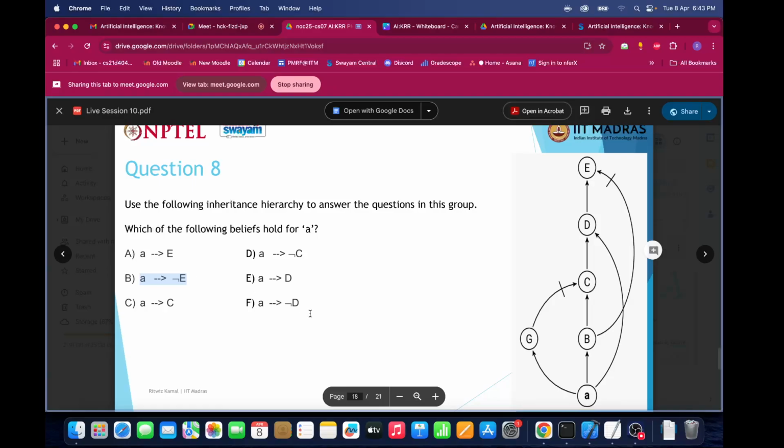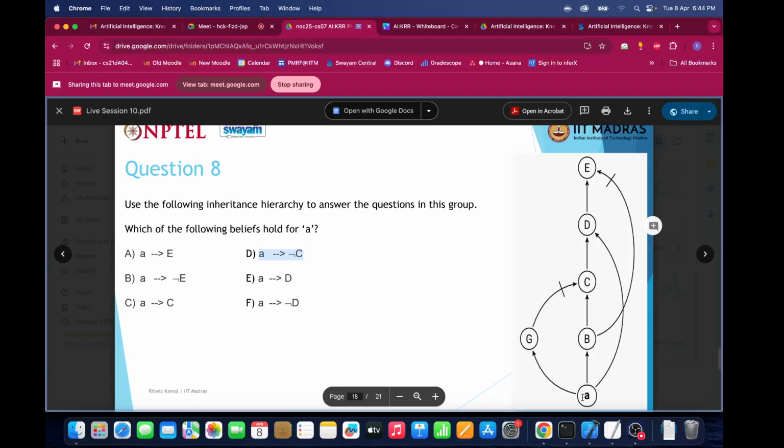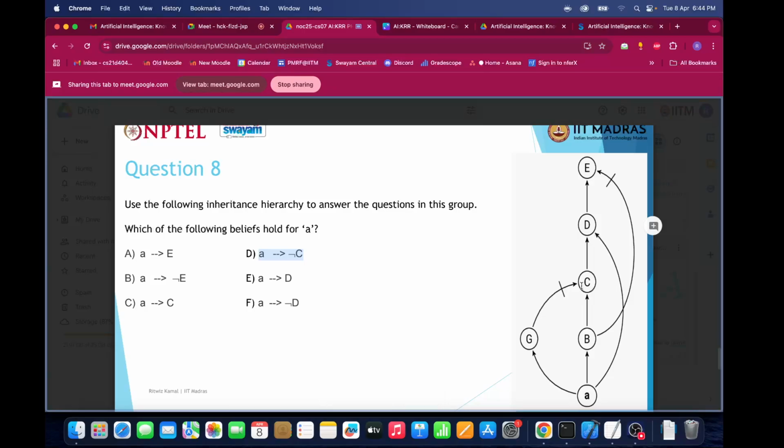Option B says that A is not E, which is true in this path, A to B and then B to not E. Then option C says that A is a C, which is true in this path, A to B to C. Option D says that A is not C, which is true in this path, A to G to not C. So following this path, A is not a C, which is contradictory, but it can still exist. Contradictory beliefs can exist.